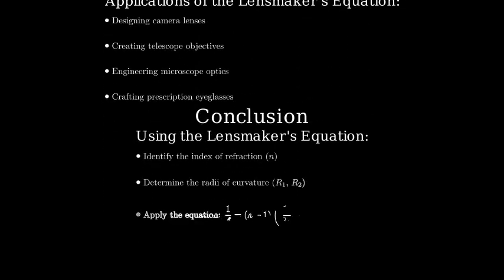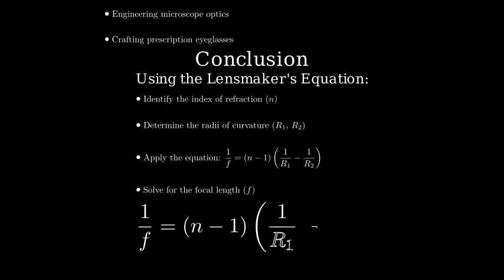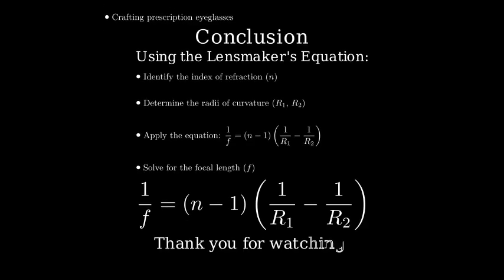To use the Lensmaker's equation: 1. Identify the index of refraction of the lens material. 2. Determine the radii of curvature for both lens surfaces, being careful with sign conventions. 3. Apply the equation. 1 over f equals n minus 1 times the quantity 1 over R1 minus 1 over R2. 4. Solve for the focal length f. With this powerful equation, you can analyze or design lens systems for various optical applications. Try working through more examples to gain confidence in using this essential optics formula.